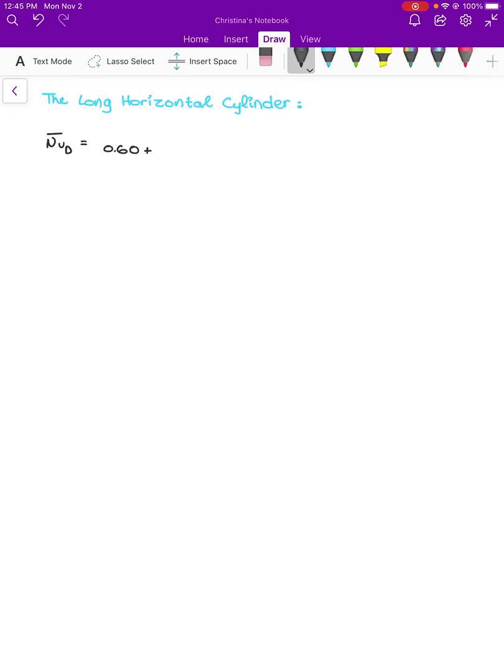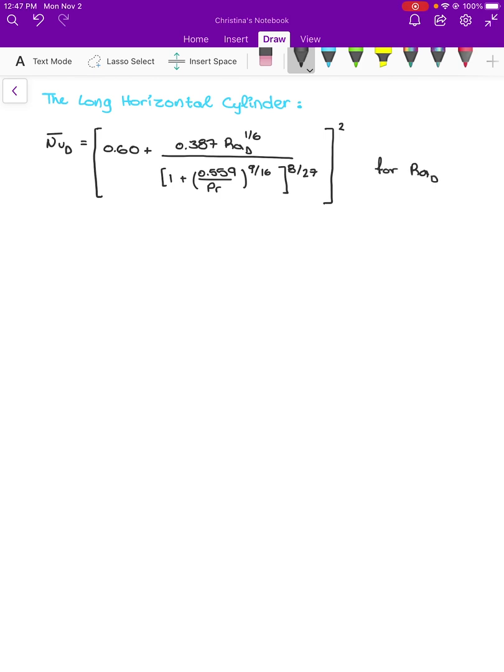If instead of having a flat plate, we have a cylinder that is aligned horizontally, then we have Nusselt number equal to 0.60 plus the ratio of 0.387 times Rayleigh number to the power of 1/6 divided by 1 plus 0.559 divided by Prandtl number to the power of 9/16, and then the whole denominator is raised to the power of 8/27, and then the entire thing is squared. The last geometry for external flow that we will look at is the sphere, which has the following Nusselt correlation.